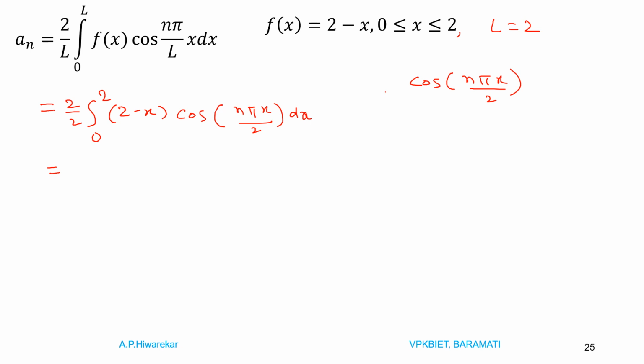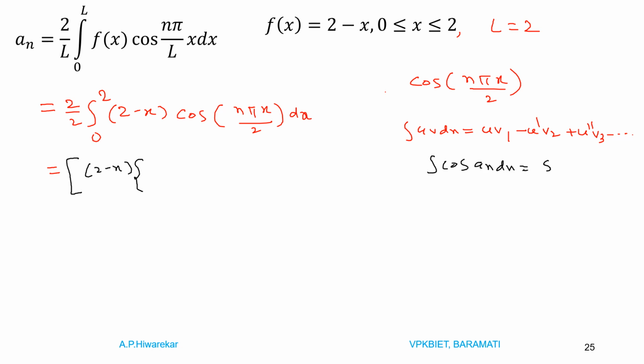Again we have the formula, integration of uv dx is u v1 minus u dash v2 plus u double dash v3 minus, and so on. First function as it is, which is 2 minus x, integration of cos of ax dx is sin of ax divided by a, and here a is n pi by 2. So 1 by a is 2 by n pi. So that's why it is 2 by n pi into sin of n pi x by 2.